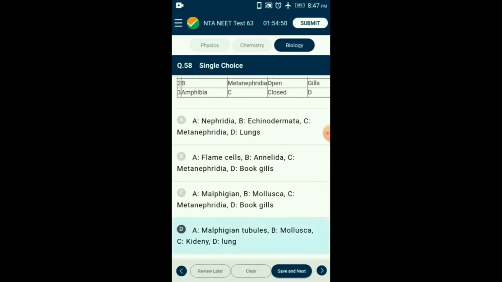Malpighian tubules, mollusca, kidney and lung.